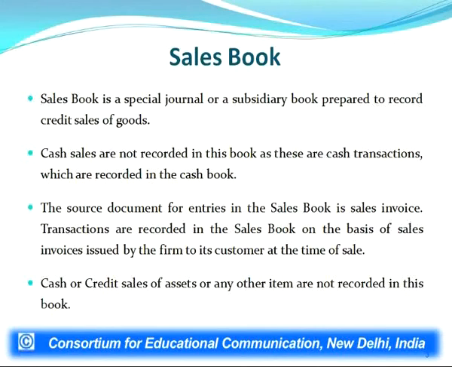The source document for entries in the sales book is the sales invoice. When we sell, we issue an invoice, so that invoice is there with the firm. Transactions are recorded in the sales book on the basis of the sales invoice. As for the cash or credit sale of assets, a cash sale of assets will be recorded in the cash book, and a credit sale will be recorded in the journal proper. They are not part of the goods, so they are not recorded in the sales book.